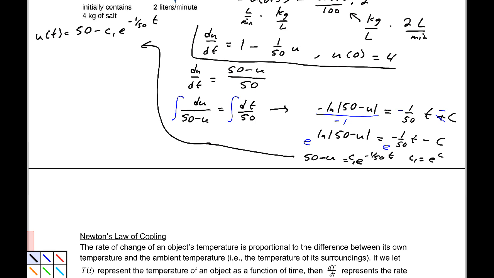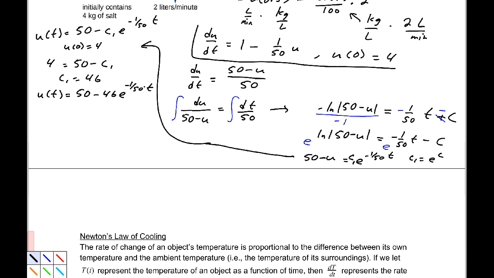t. Now let's take our initial value, u of 0, for evaluating this in here. Well, putting in 0, substituting 0 as our t value, will make this entire term 1, so this is going to be 50 minus c1. We have 4, so that would be 46. c1 equals 46, making u of t our particular solution: 50 minus 46 e to the negative 1/50 t.